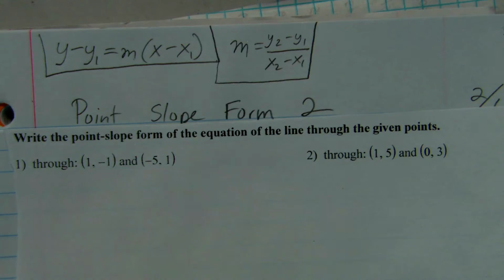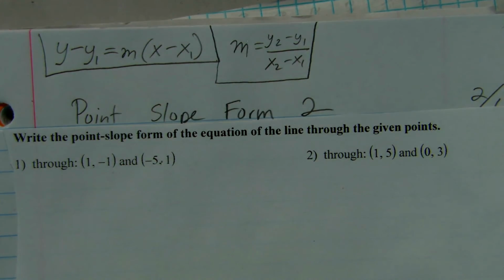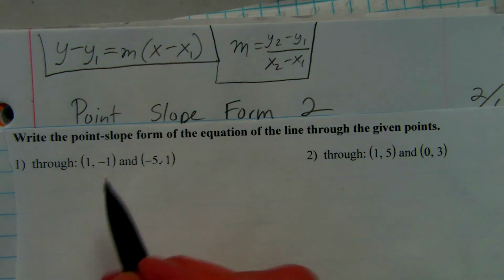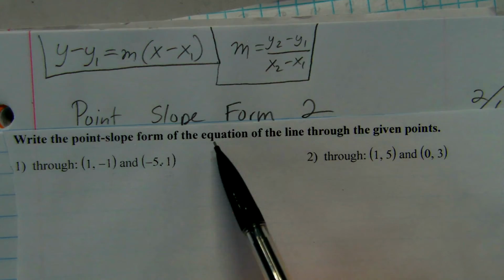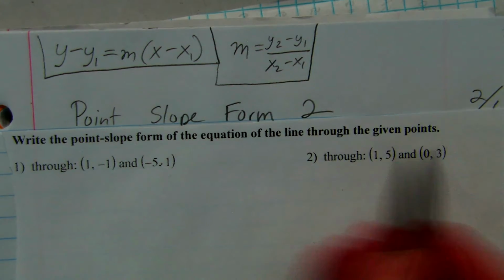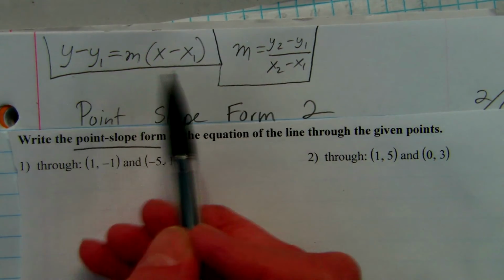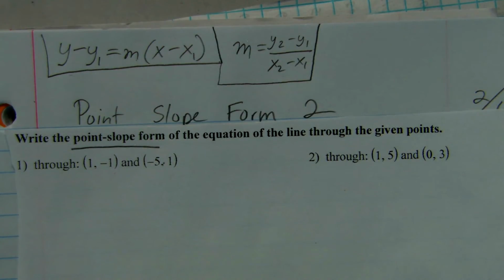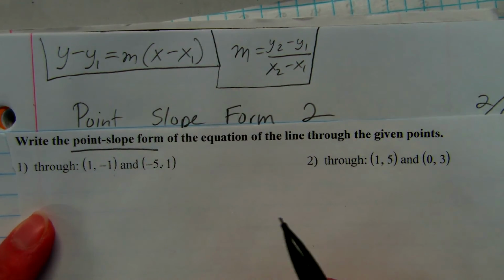But they're going to give us 2 points, which is enough to find the slope. We've done that before. And then we can just pick one of these points to put into the point slope form. So on the first part, it says write the point slope form of the equation of the line through the given points. So point slope form is just doing this part. So this is like the shorter ones, and then on the bottom we'll go all the way through to what we were doing yesterday. So the first thing that we're going to do is figure out what the slope is.